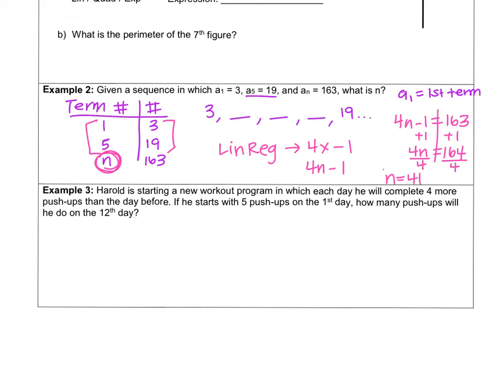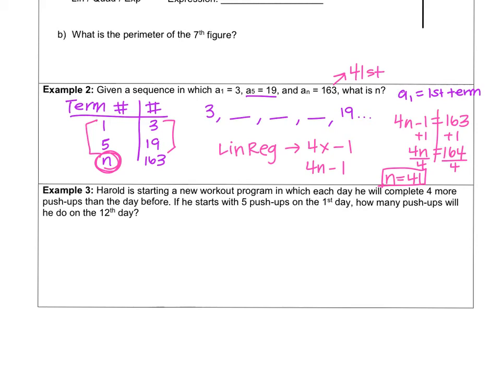And what this will tell me is that n is equal to 41, which means that 163 is the 41st term in the sequence. If I could sit here and list them all out, it would fall in that position, the 41st term. So really the whole goal of this unit is to be able to make a table based on the data that you're given and to use our regressions to figure out what the pattern is.